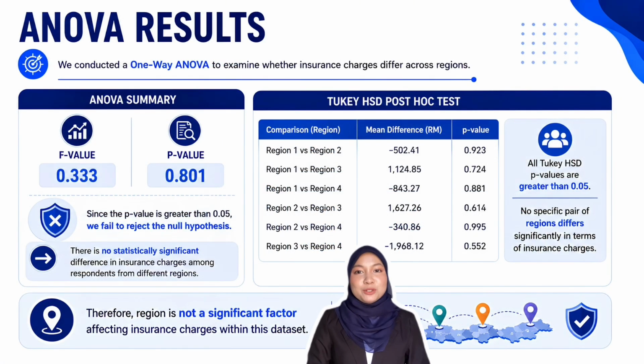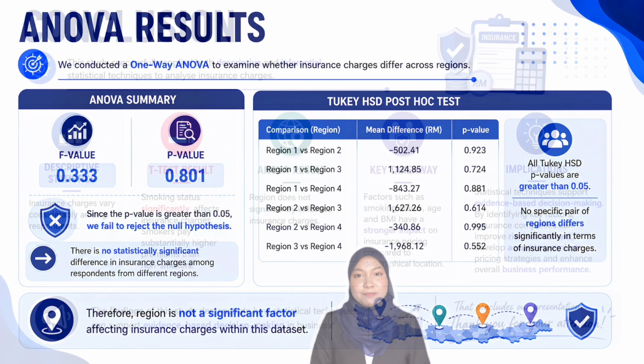The ANOVA result produced an F value of 0.333 and a p-value of 0.801. Since the p-value is greater than 0.05, we fail to reject the null hypothesis. This indicates that there is no statistically significant difference in insurance charge among respondents from different regions. In addition, all Tukey HSD post-hoc significance values were greater than 0.05, confirming that no specific pair of regions differed significantly in terms of insurance charge. Therefore, region is not a significant factor affecting insurance charge within this dataset.